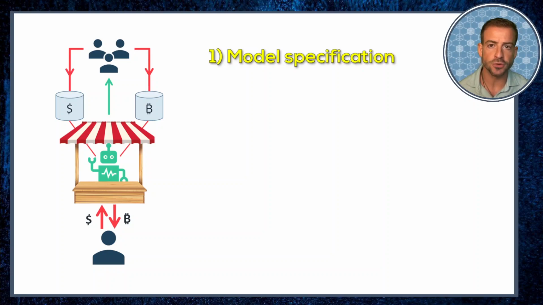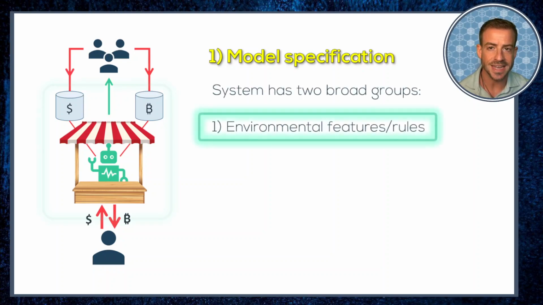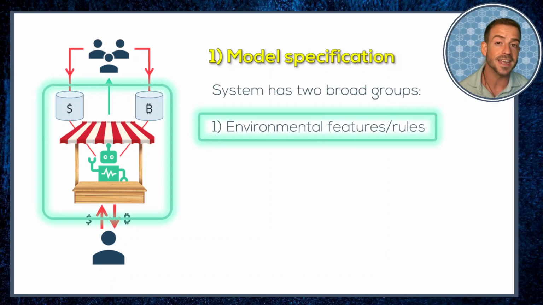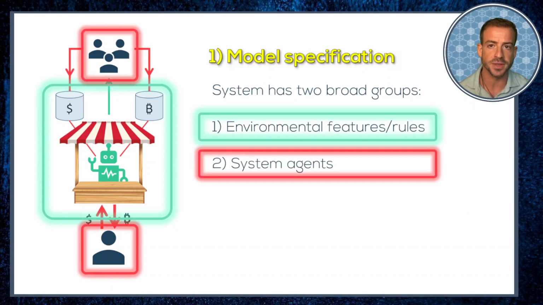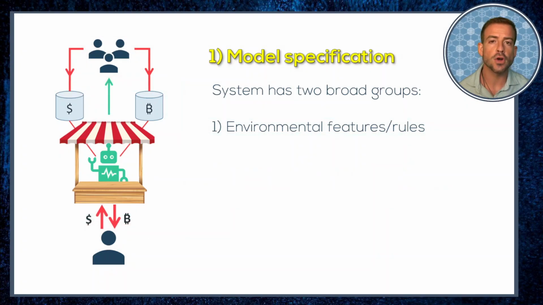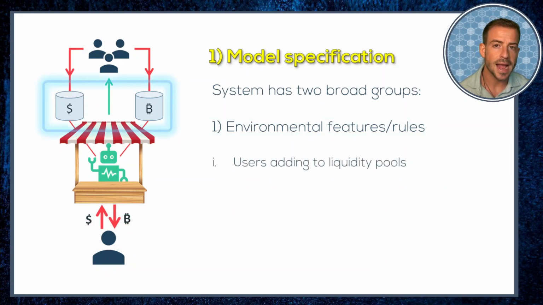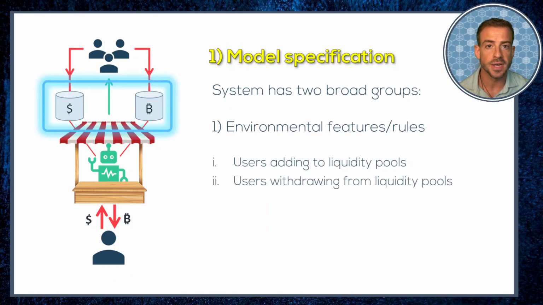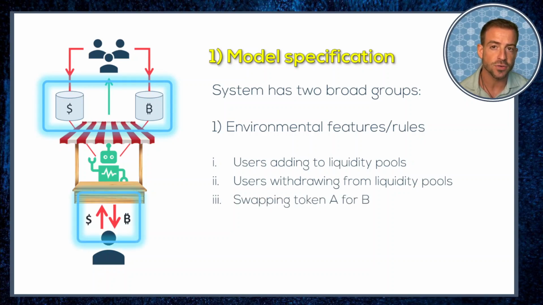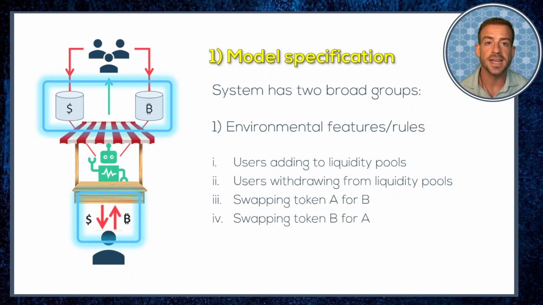It will generally be helpful to approach this by thinking of our system as having two broad groups of parts. First, we have the environmental features that create economic consequences for our agents. In this case, that's the AMM DEX itself. And then we have the agents that interact with it. Let's start with the DEX first. There are four possible actions we can take. We can add pairs of tokens to our liquidity pools. We can withdraw pairs of tokens from our liquidity pools. And we can swap token A for token B, or we can swap token B for token A. Both of these actions involve increasing the balance of one pool and decreasing the other.